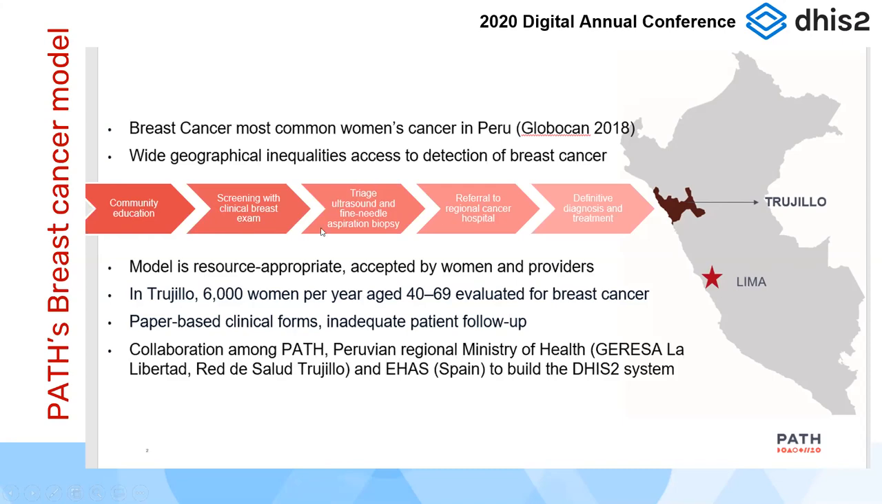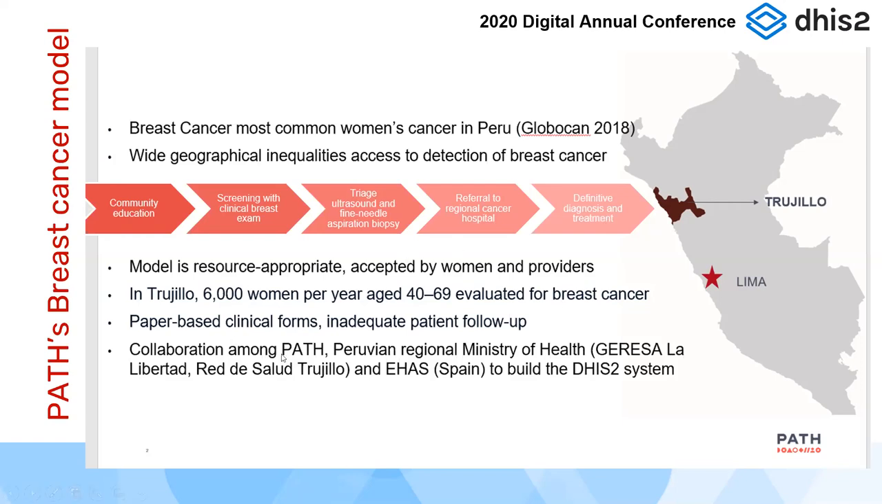If the midwife finds a suspicious mass, the woman is sent on for an ultrasound triage, which could detect whether it was just a simple cyst that could be drained and not followed up any further. But if they still see a suspicious mass, they do a fine needle biopsy. That slide is then sent on to the regional cancer center for evaluation by the pathologist, and they would have definitive diagnosis and treatment also at the regional cancer center.